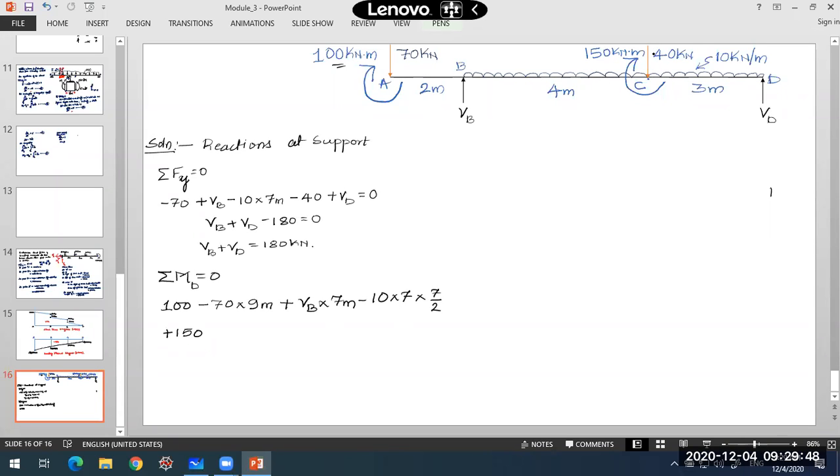Then at C itself, there is a 40 kilonewton force. That 40 kilonewton force will have an anti-clockwise moment about D, minus 40 into 3 meters. Okay, so this will be equal to 0. That has to come to 0. So this will tell me what will be the reaction at B, VB. So how much does it come? 100, okay, minus this. Calculate this one.